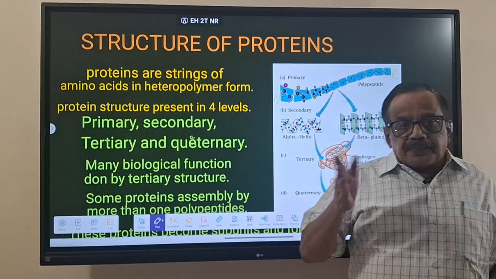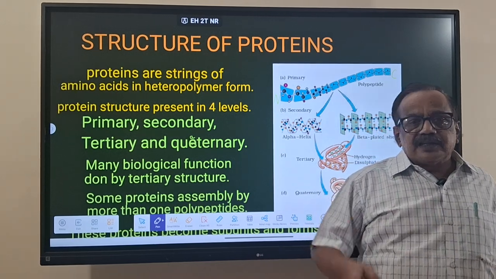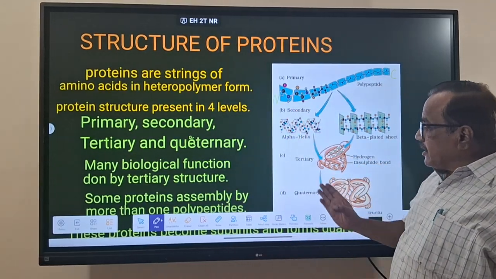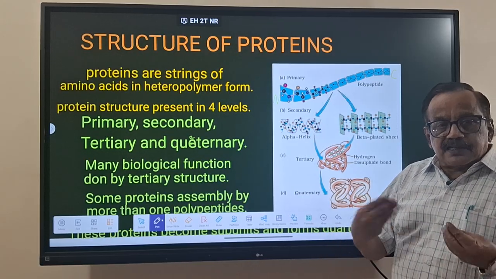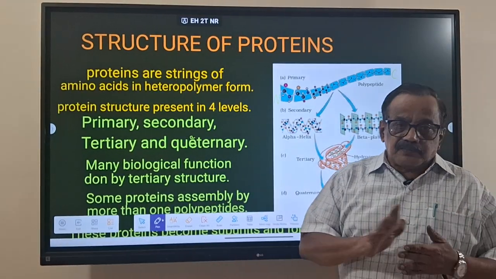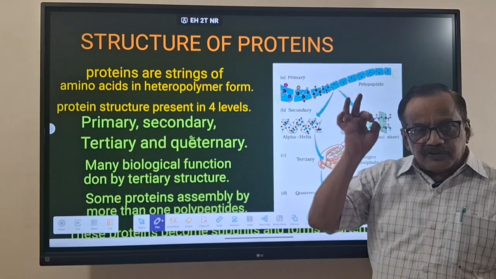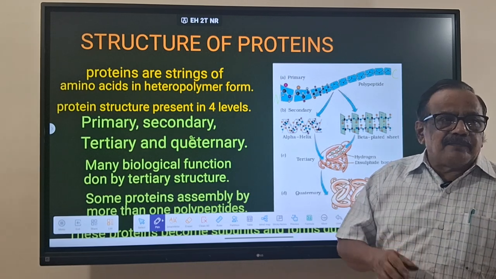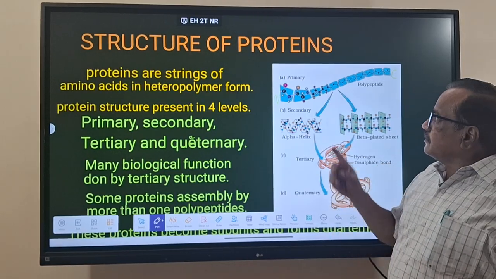In translation, when the protein is prepared, it is the primary protein only. That primary protein undergoes structural changes and forms the secondary, tertiary, and quaternary. Without the primary protein, the other proteins cannot be formed. The primary protein is the most important one, and only the primary protein is synthesized from the mRNA in translation. These are important points, remember them.